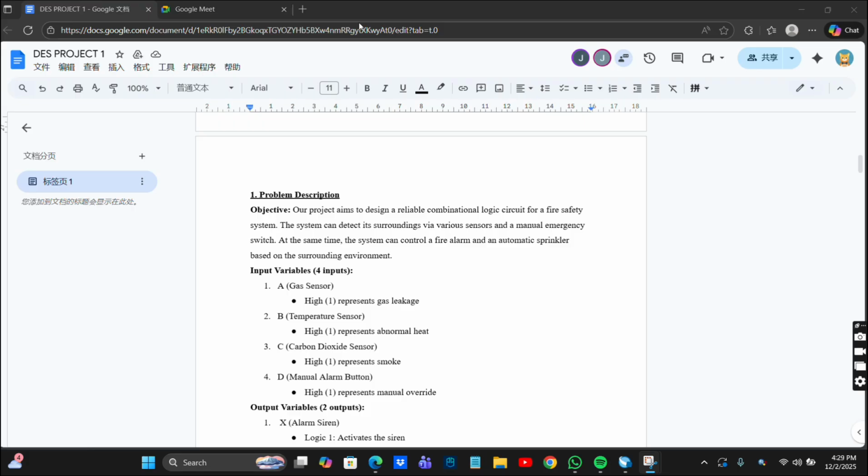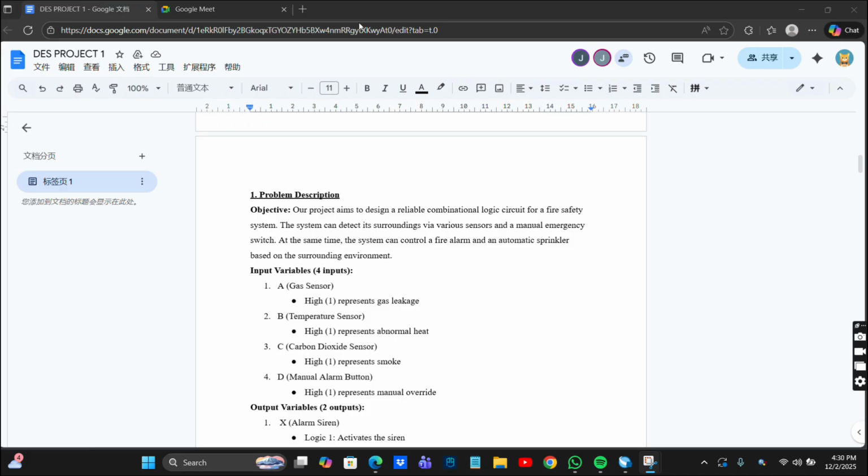The core problem we are addressing is the risk of water damage caused by false fire alarms in buildings. To solve this, we designed a digital logic circuit that processes signals from four discrete inputs. Input A is the gas sensor, input B is the temperature sensor, input C is the carbon dioxide sensor, and input D is a manual override switch. Based on these inputs, our system controls two outputs: output X, which is the alarm siren, and output Y, which is the water sprinklers.